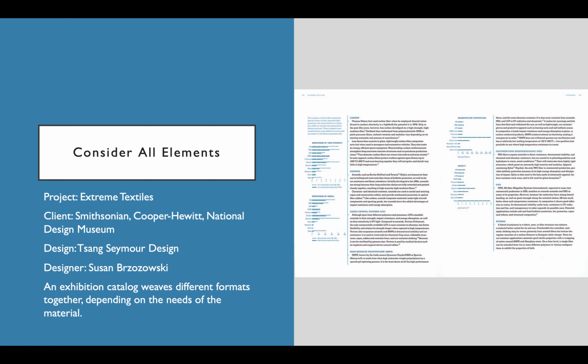So here is an example, the last page, and this one is from a project that was done by the National Design Museum in association with the Cooper Hewitt and Smithsonian. We're looking at ways of weaving textiles and weaving different forms of information together. And so again, thinking about the concept of what it is that they're talking about, as well as all the information that they're looking to convey.